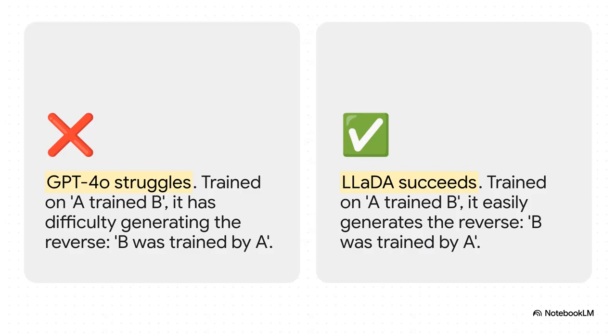If you train a typical autoregressive model on the phrase "A trained B," it gets weirdly stuck. If you ask it to reverse that, it really struggles to say "B was trained by A." It's this strange little quirk of its one-way, forward-looking brain. But diffusion models like LLaDA, with that holistic, all-at-once view, no problem. They can flip those associations around easily.